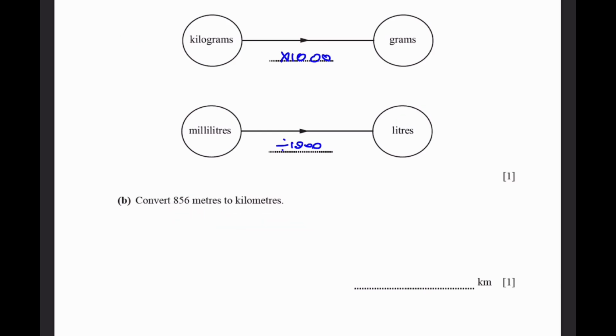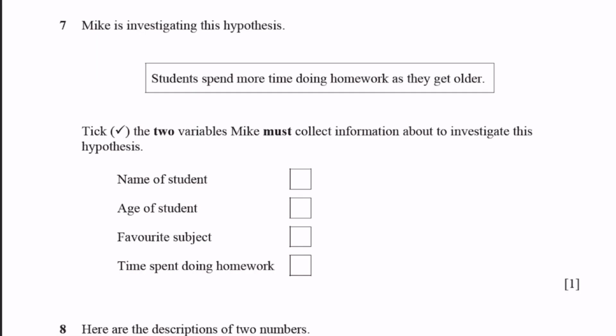B. Convert 856 meters to kilometers. So, meters to kilometers, we divide by 1,000. So, 856 divided by 1,000 will be equal to 0.856 kilometers. That's the answer.